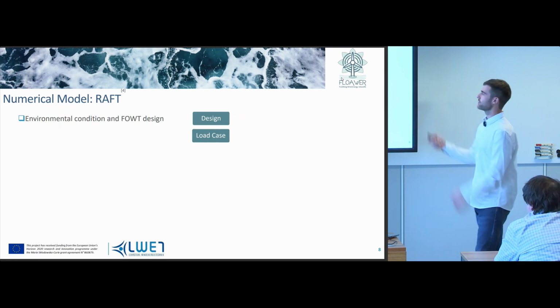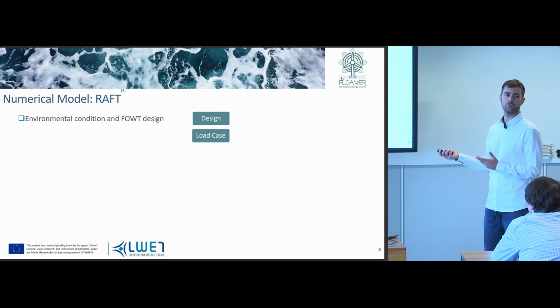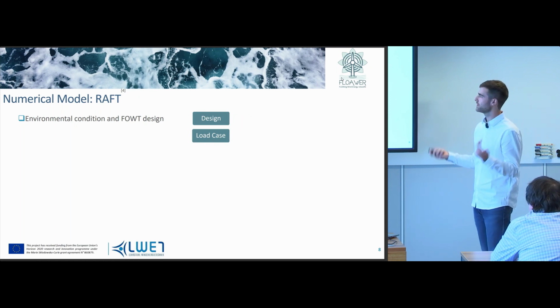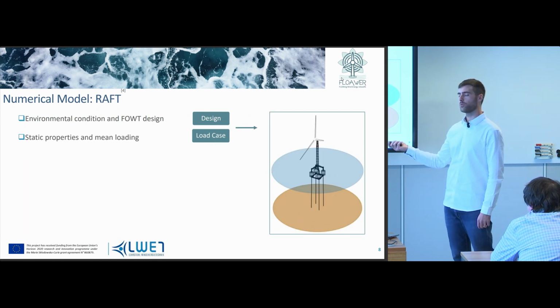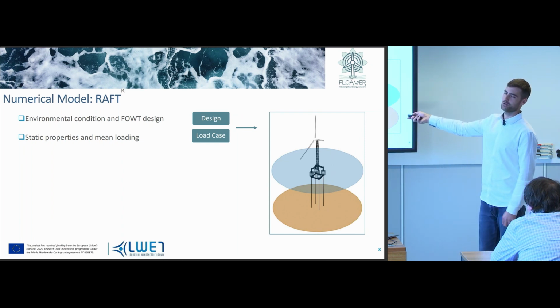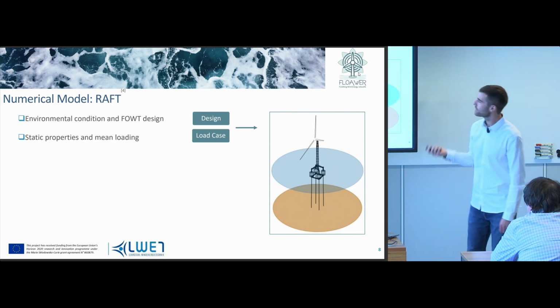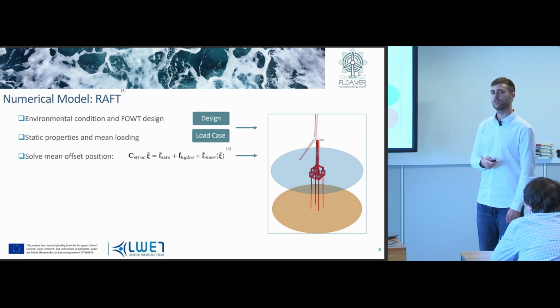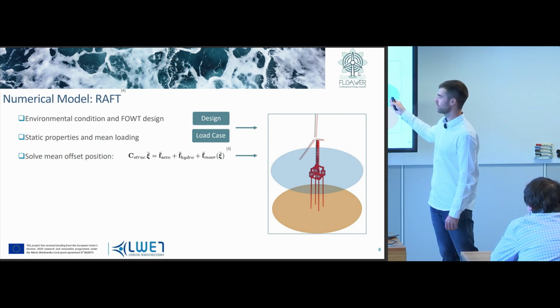So to give you a classical recipe of how RAFT works, once you have defined the environmental conditions, so sea state, wind speed, and also a design of your substructure, you can compute static properties and mean loading on your system. That's a quite nice picture of RAFT, and you can see all the different elements of the floating wind turbine. Based on that, you can solve for the mean position of your system. Basically, with all the mean loading on your system, you can compute an offset, which gives you an offset position of your whole system.